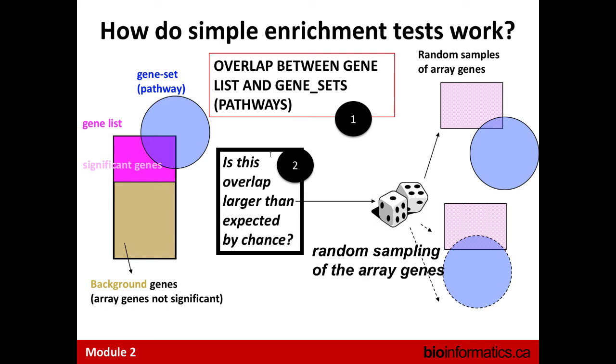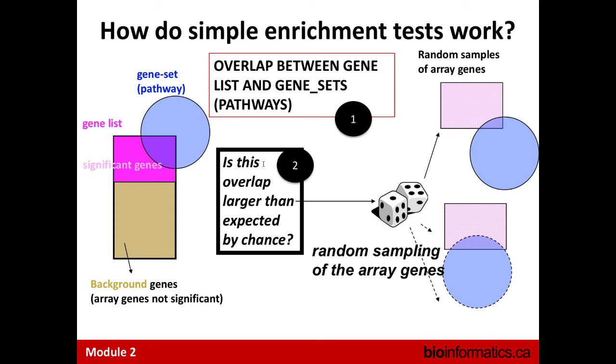One way to calculate this is to do random sampling. You could do 1,000 random samplings of a list of genes that are the same size as your original list. Your original list is 200, and 1,000 times you pick random genes, and you calculate the overlap between your random gene list and the pathway that you are testing, and that will help you build a null distribution. Compared to this null distribution, you will see where your observed overlap is, and if it's very far away from the mean, you will see that it's very difficult to get this result by random chance only.